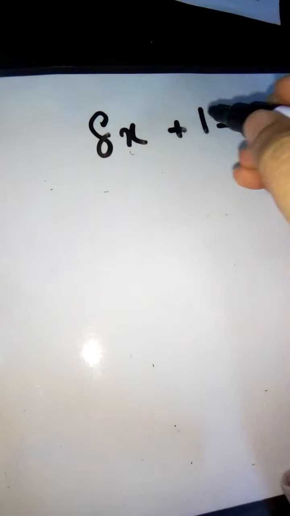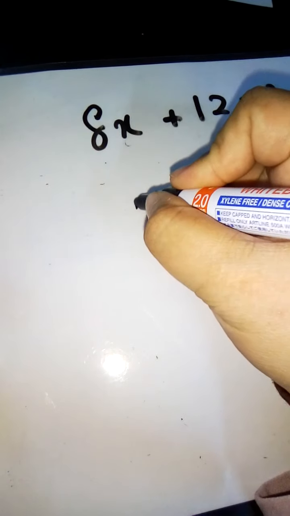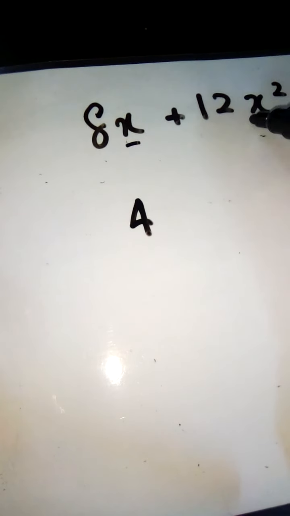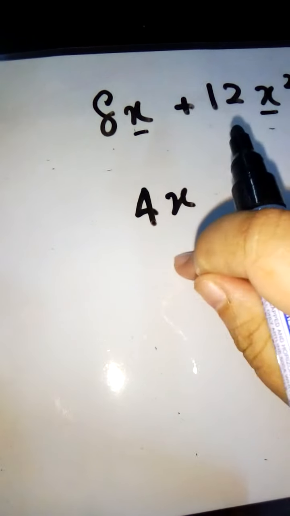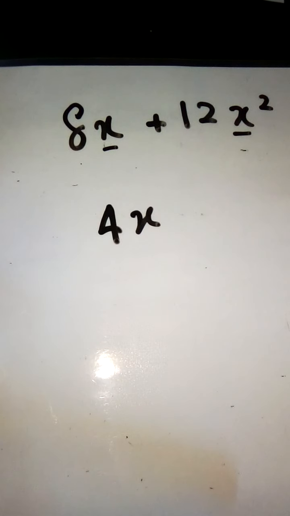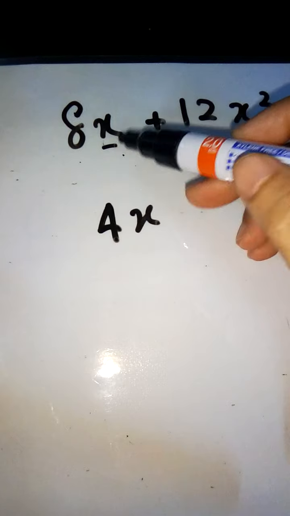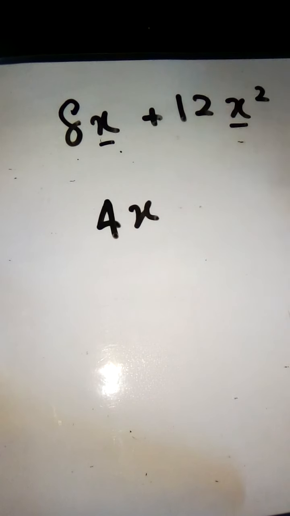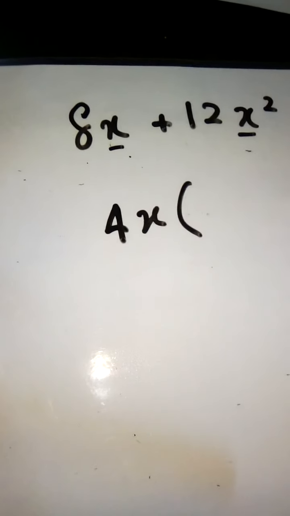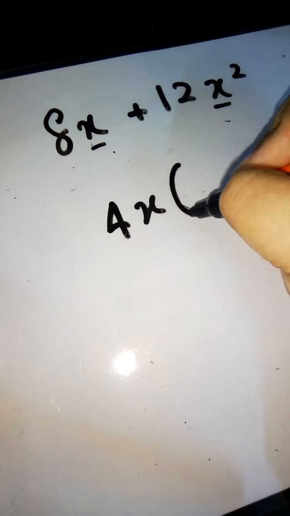For example, 8 and 12, so you got 4. Both got x, so x. Why didn't I put x squared? Can I put x squared here? No, because x squared is only here but not here. Is there any more? No, so the highest common factor is 4x.